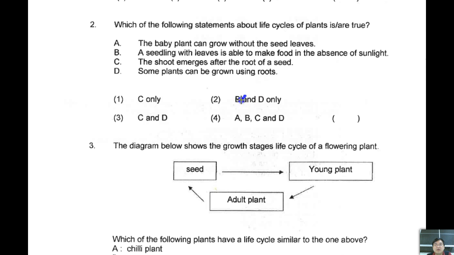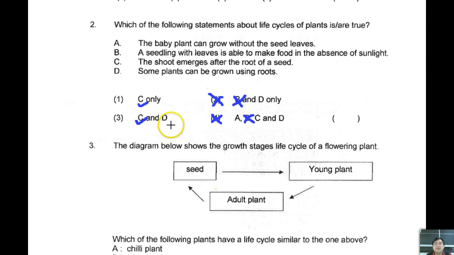Okay, so this is not right. This is not right. So it means 2 is not right, and 4 is not correct. So we are left with C and D. Now, the shoot emerges after the root of a seed. Okay, this is true, so this is correct. The final is to test on whether D is correct. Even if D is correct over here, it makes no difference because B is there and it's wrong.